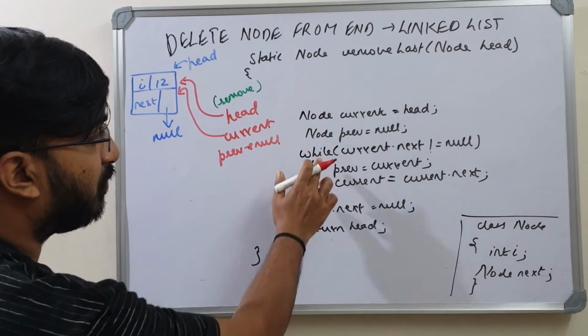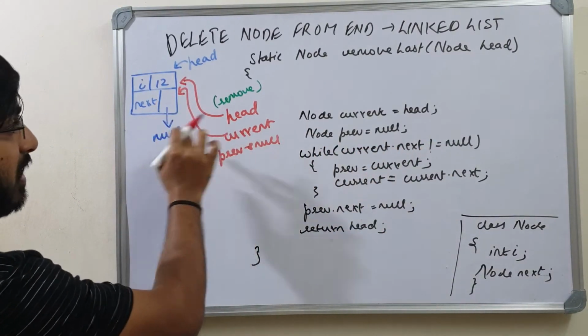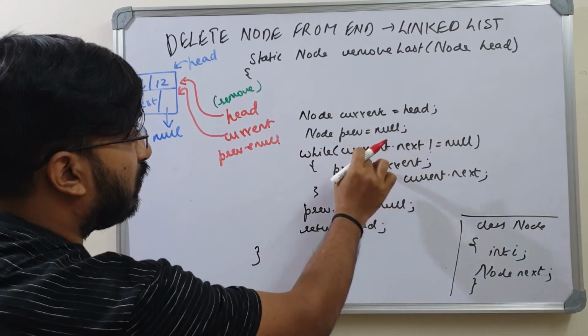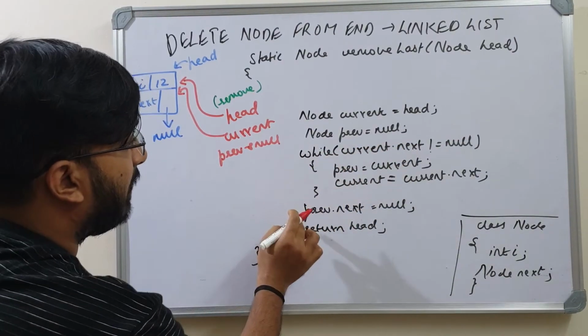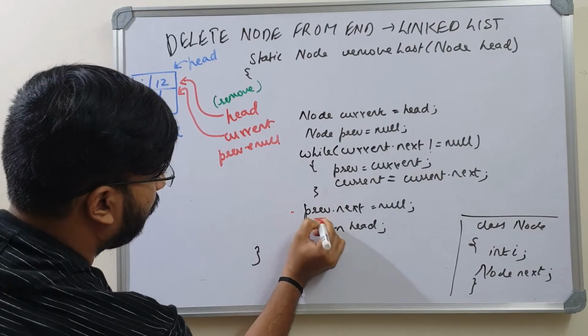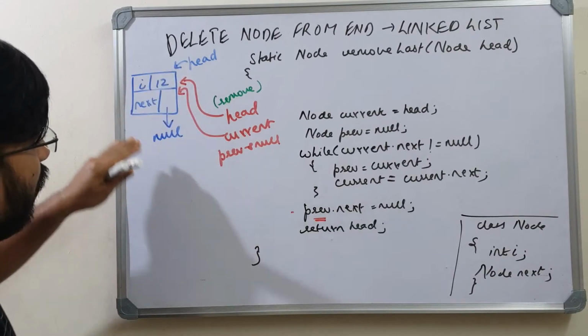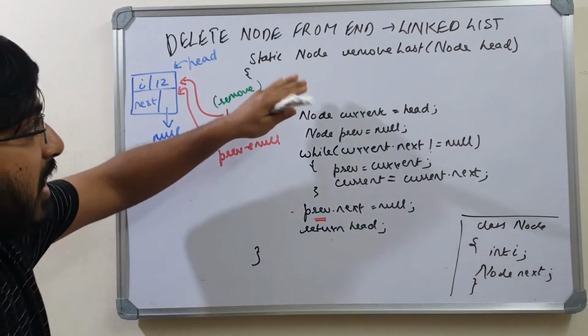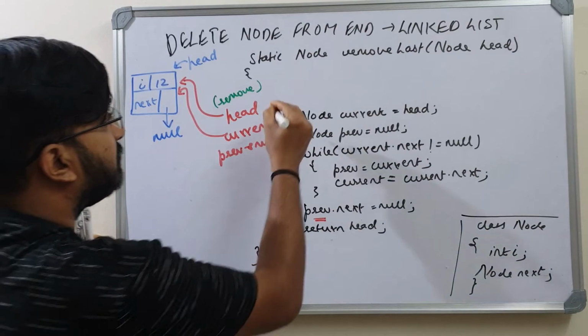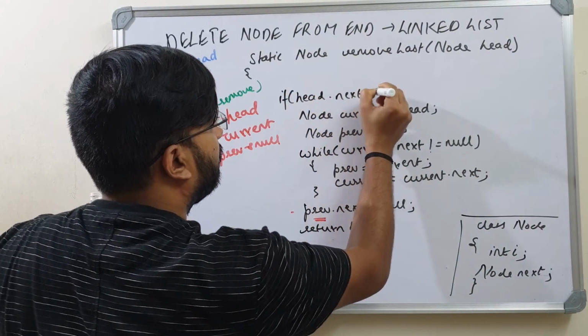You check the next line, while current dot next is not equal to null. Current is pointing here, current dot next is null. Current dot next is not equal to null is false. You come here and you say previous dot next is null. Previous is null, so you get a null pointer exception here, right? So for the case where head points to the only node in the linked list, you will have to add a check on the top where it says if head dot next is null.